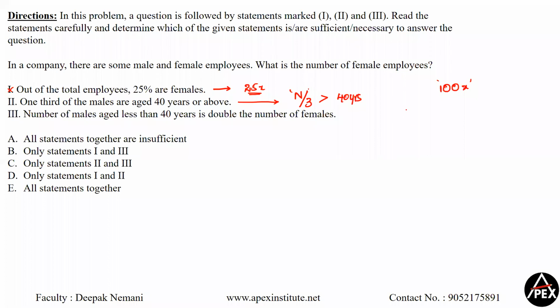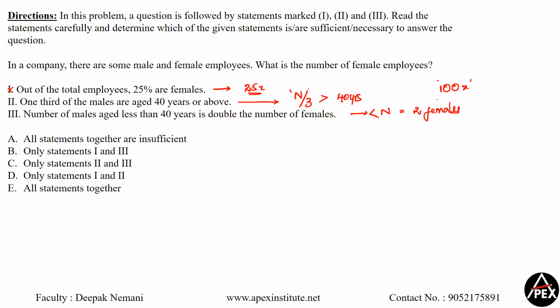Now, the number of males aged less than 40 years is double the number of females. If I consider the number of males less than 40 years as n, this is equal to double the number of females. Now we do not have this. Okay, clear? Now let me combine 1 and 2.